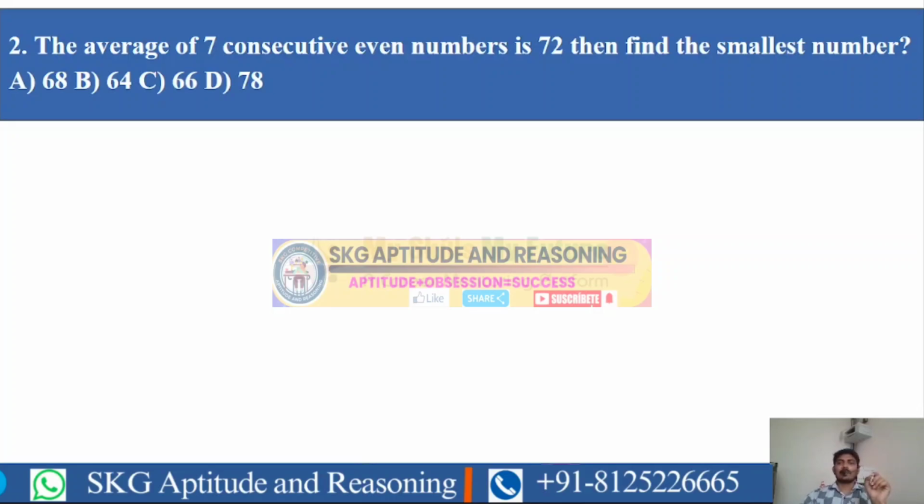He asked us to find the smallest number. How many numbers are given in the question? 7 consecutive even numbers are given, and for those 7 consecutive even numbers, the average is given as 72. Now let us try to solve this problem with the general approach.